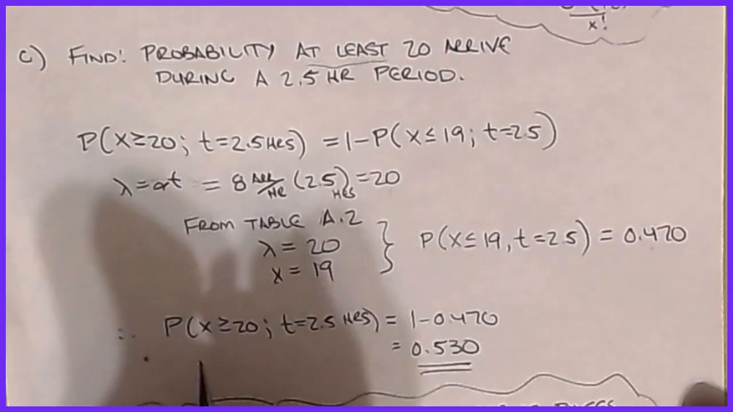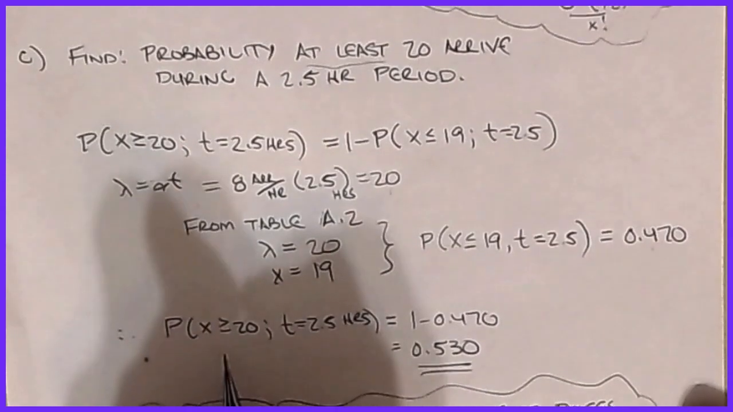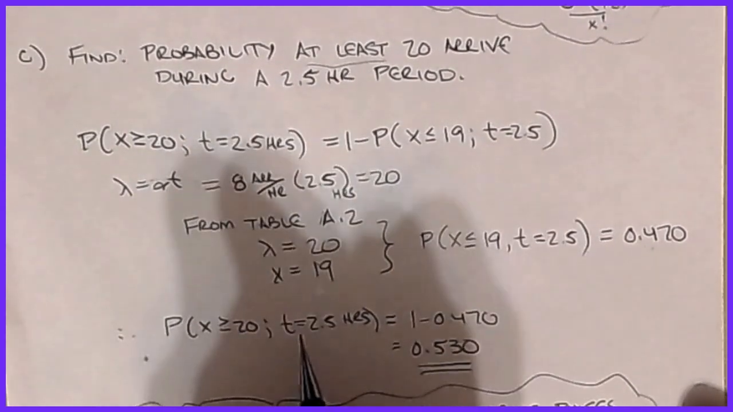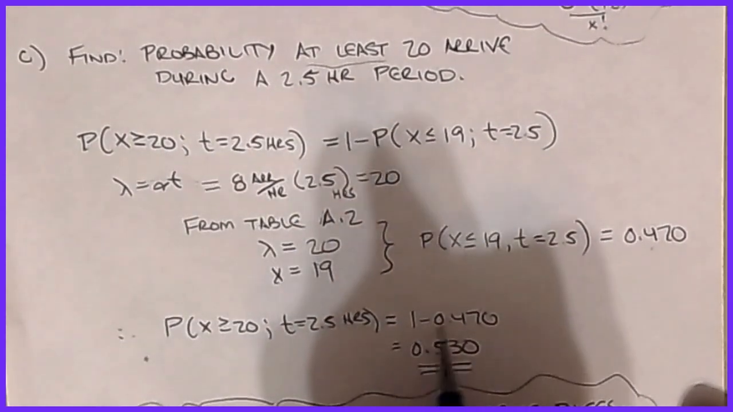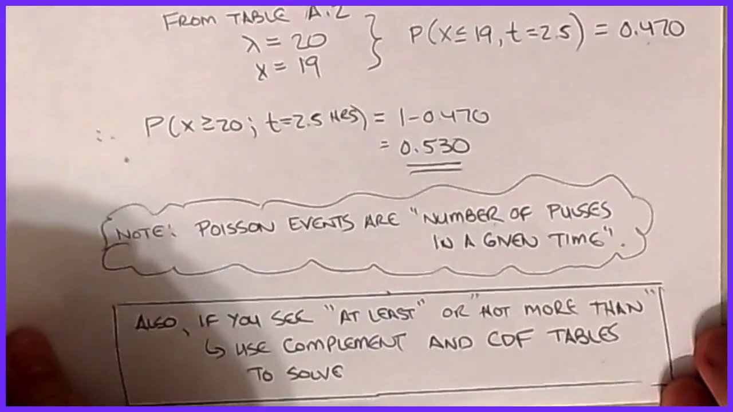All right. And so the answer to the question I'm asking, the probability that x is greater than or equal to 20 for a t of 2.5 hours, is simply 1 minus 0.47, or 0.53.